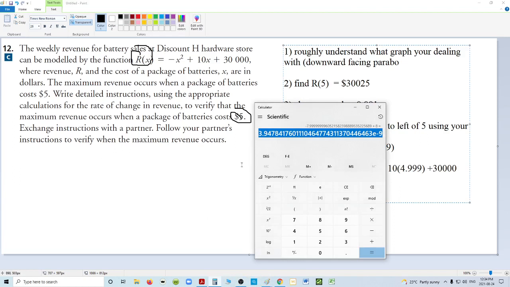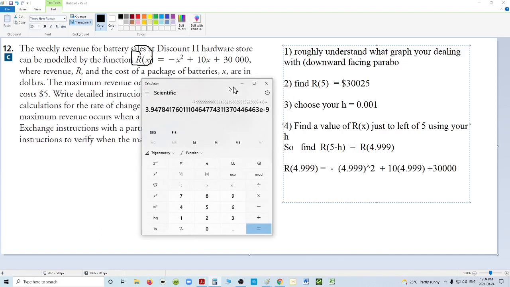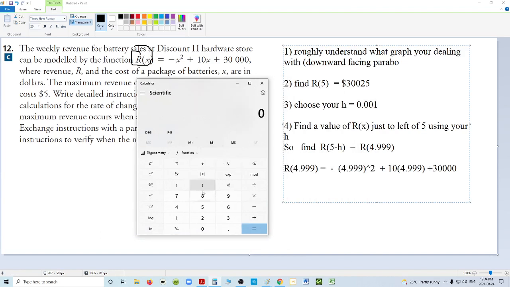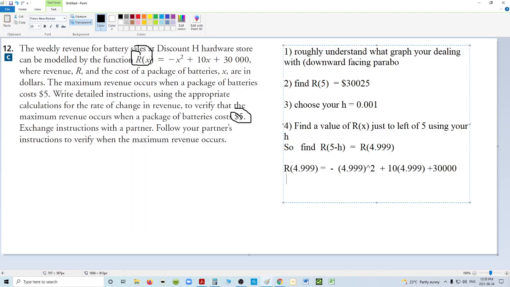So that's your next step, and here's where you need a calculator. What's 4.999 squared, and it's negative, and then I add 10 times 4.999, and then I add 30,000. And you're going to get a value that's very close, but it should be slightly smaller than your actual vertex. And that's a big hint right there, that this is slightly smaller than this.